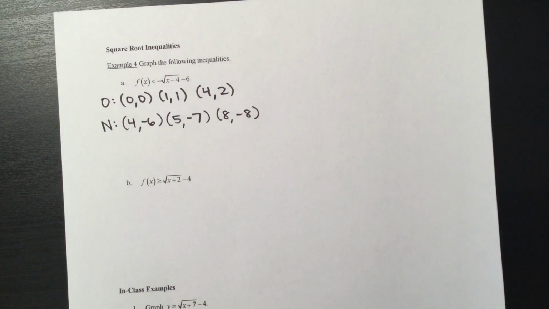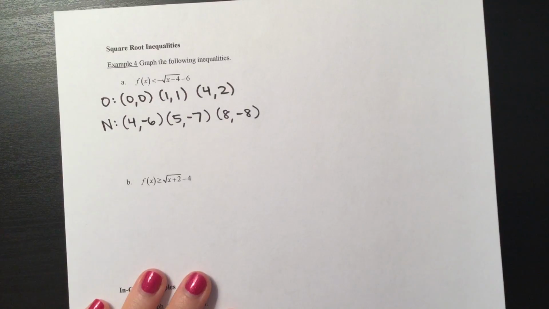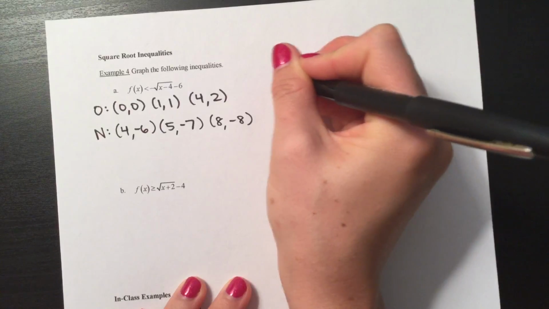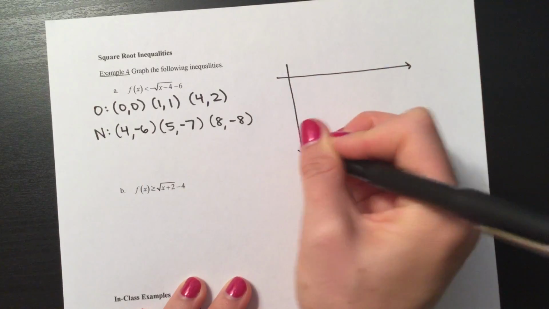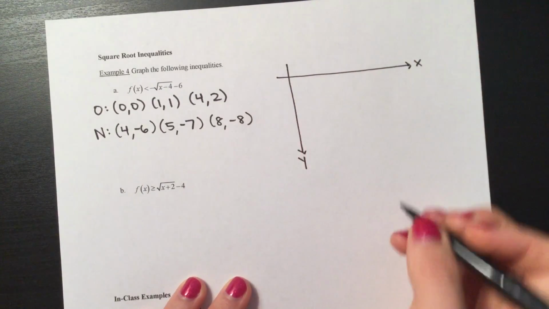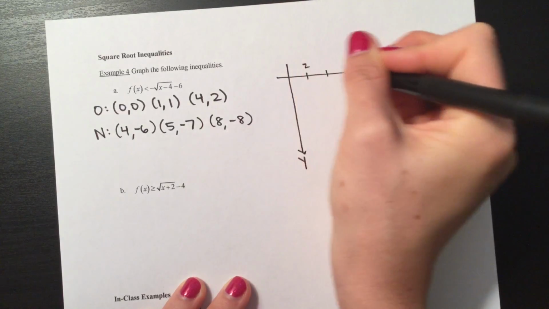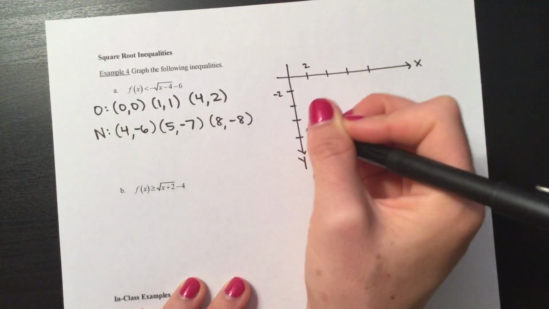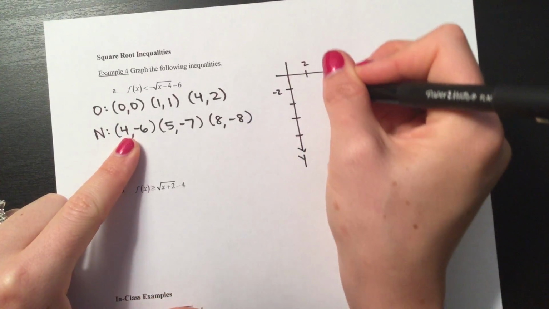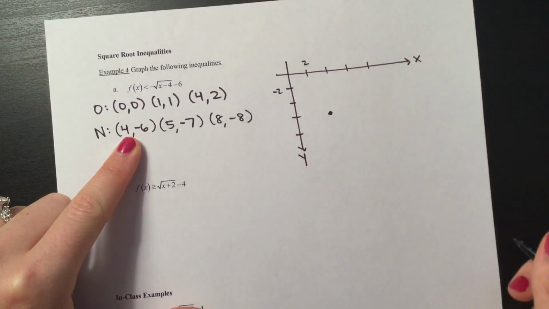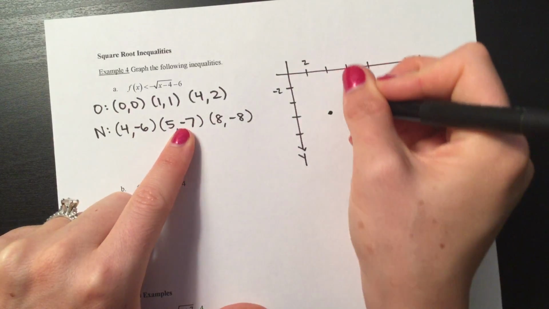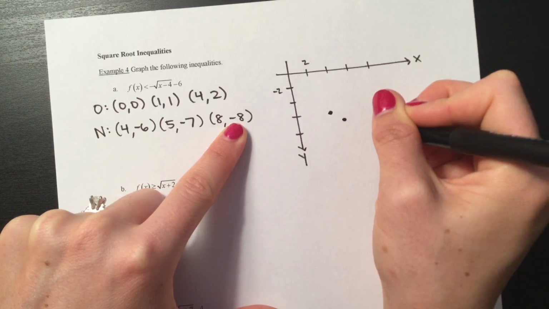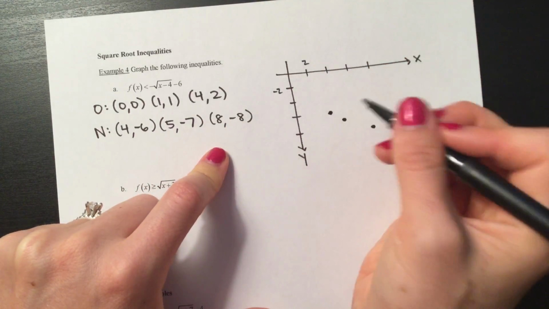Okay, so start just by plotting the points, and then I'll walk you through how an inequality is a little bit different. Okay, so I need all positive x values, all negative y values. So it'll look like this. Scale by 2. Okay, so we have 4, -6. So here's 4, -6. That's the starting point. 5, -7. And 8, -8, right there. Okay, so starting point, and then curve from there.